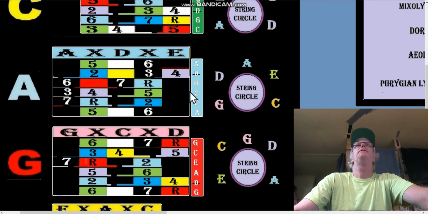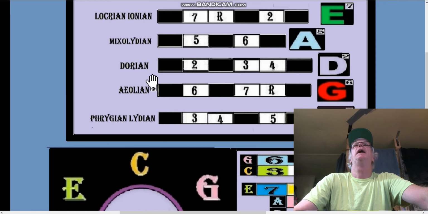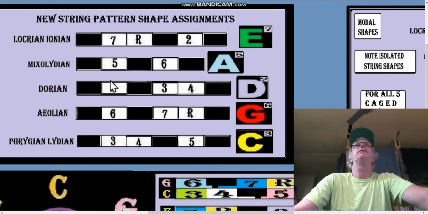3 4 5 as usual is C. 6 7 root as usual is G. 2 3 4 as usual is D. I don't know why there's a little strike through all the D's, but it's kind of cute. And 5 6 again is the string shape for the key of A, and that's what they are right here. They're the exact same.